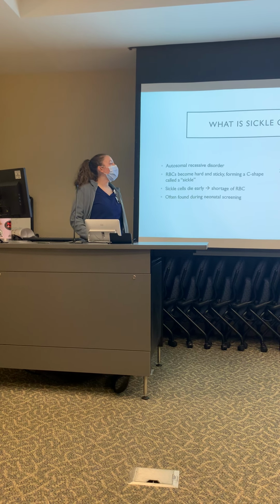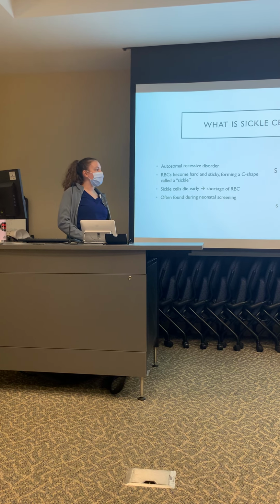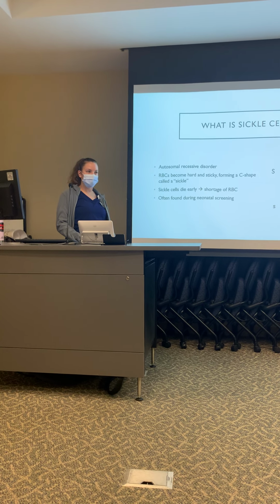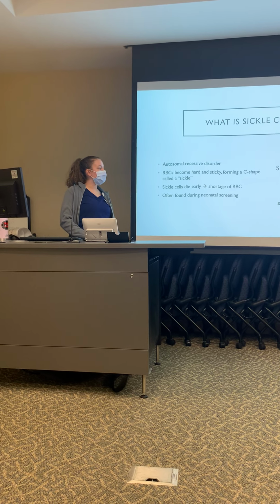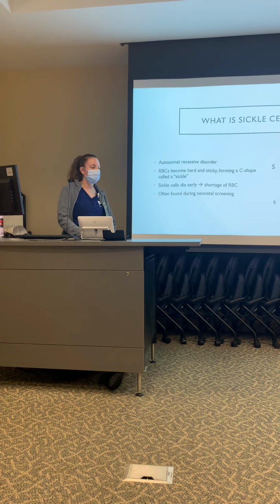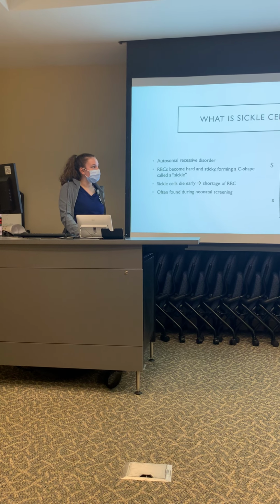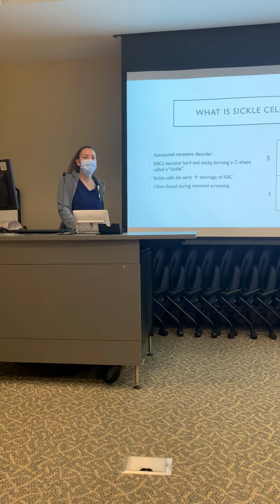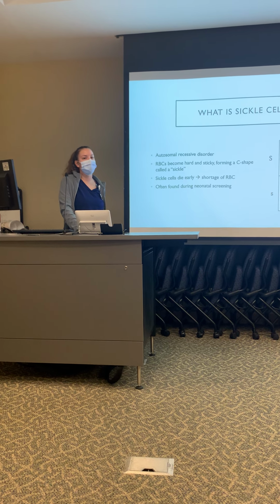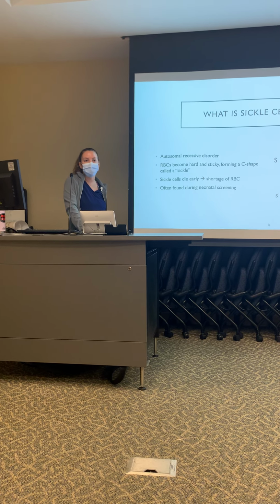Okay. So with sickle cell, the red blood cells become hard and sticky. They form a C shape, which is called a sickle, which is how it gets its name. These sickle cells die early, which causes a shortage of red blood cells. It can often be found during neonatal screening and even before birth. So this is a disease that children are born with. They can display symptoms as early as 5 months old.